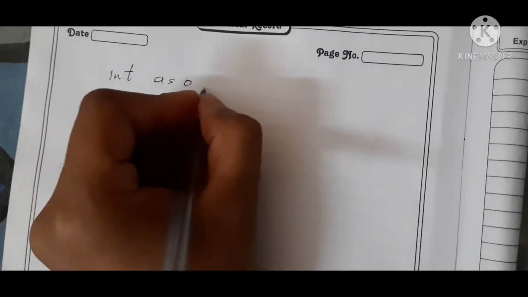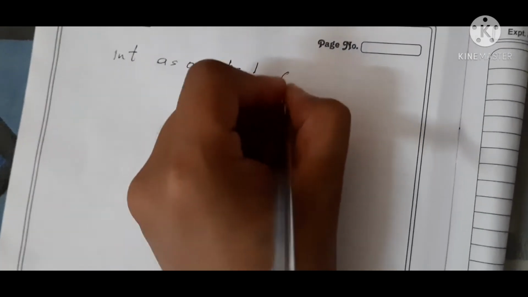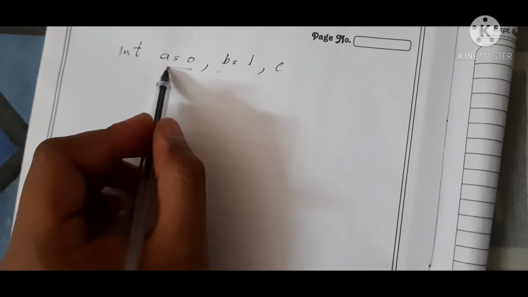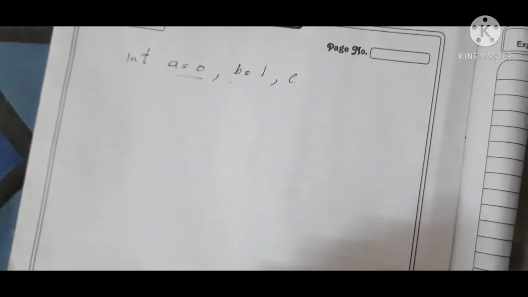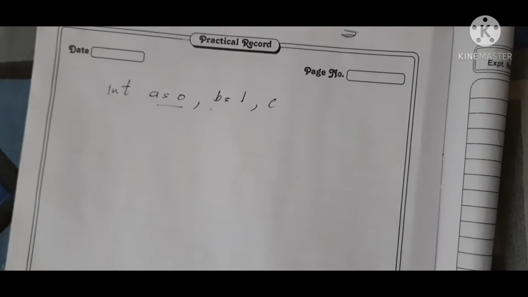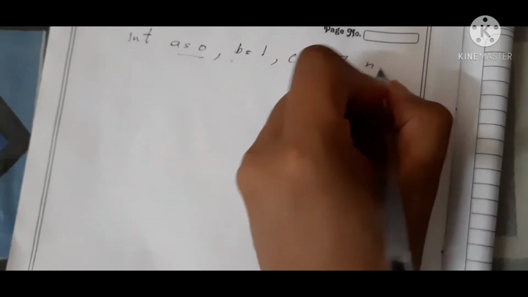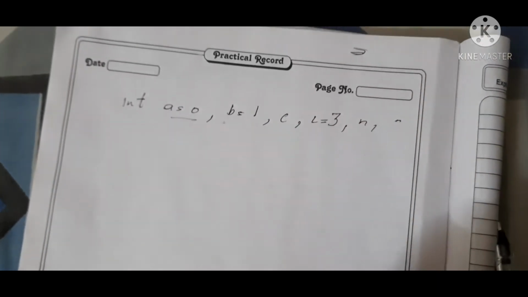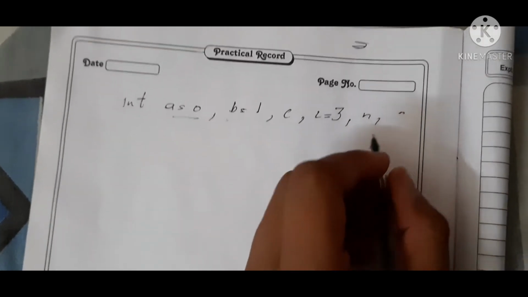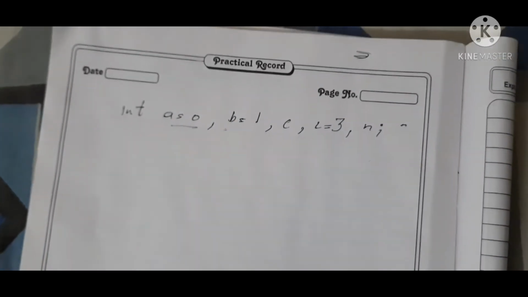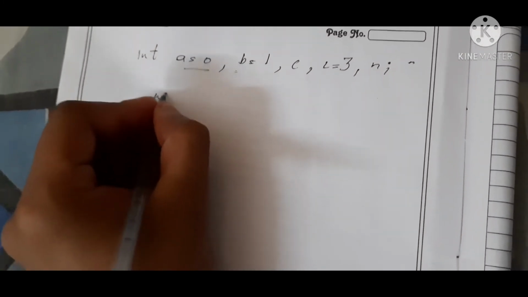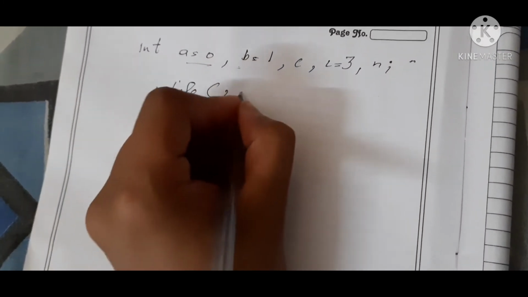Int a is equal to 0, b is equal to 1, and c. You know very well why I take a is equal to 0 and b is equal to 1, because the first and second terms of the Fibonacci series are always given. After that, because I take a while loop, here is the initialization statement i is equal to 3, and n. And after that there is the logic: while i is less than or equal to n.